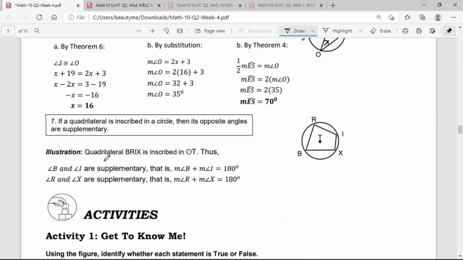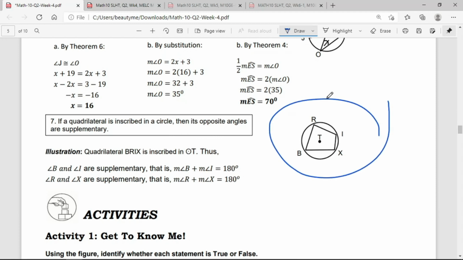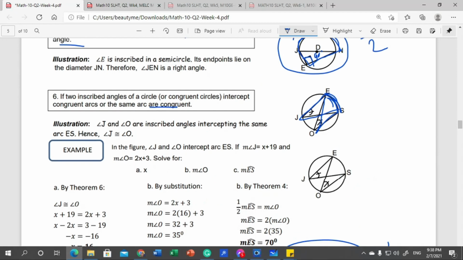Next, we have number 7. If a quadrilateral is inscribed in a circle, then its opposite angles are supplementary. I have already discussed this in my previous video. We have an example also. It means that the measure of this angle plus this angle is equal to 180 degrees. The measure of this angle plus this angle is also 180 degrees. The total is 360 degrees. So that's all for the theorems.